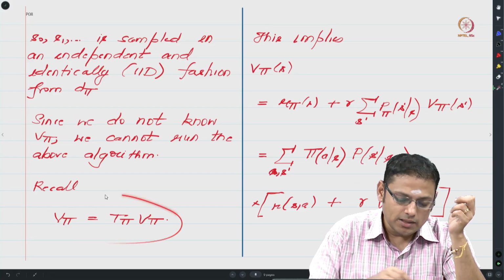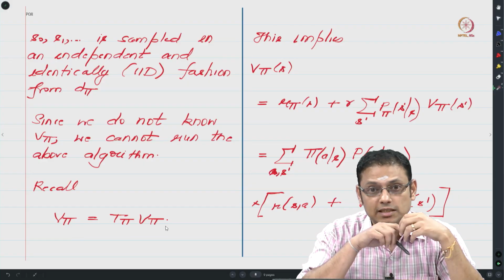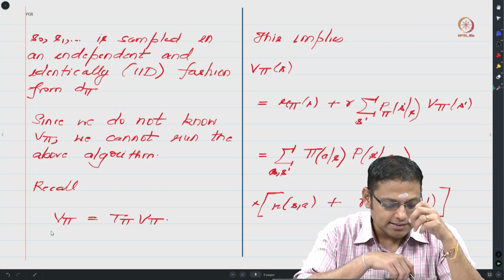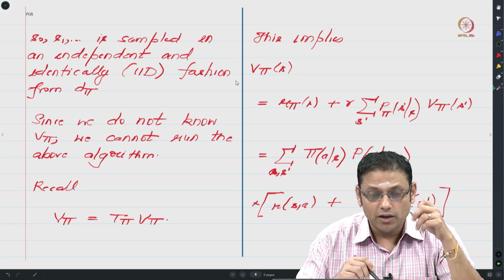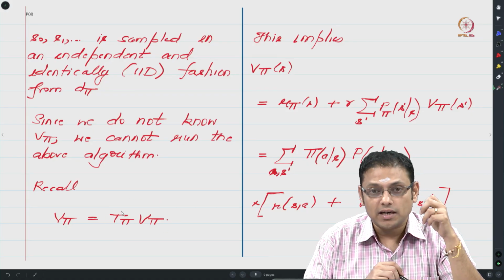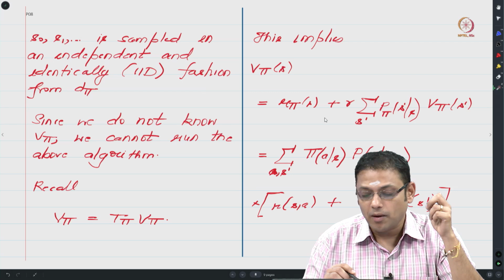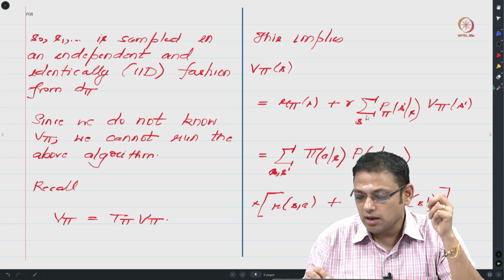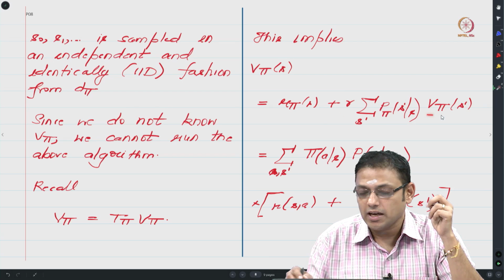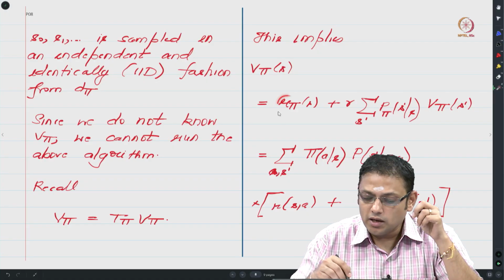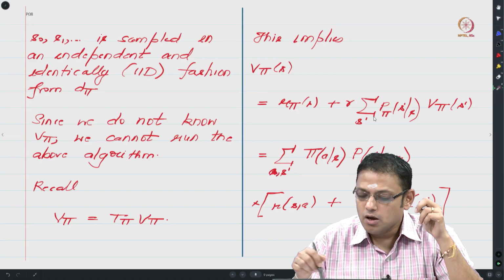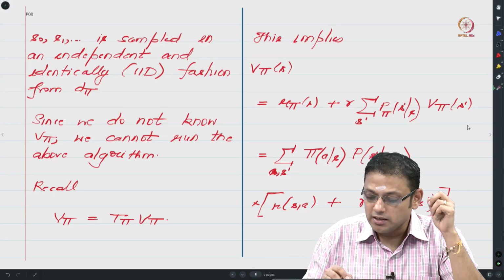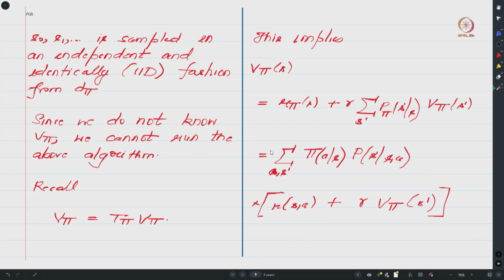Towards that, recall the Bellman equation, which said that V pi equals T pi V pi. In particular, if you look at the sth coordinate of the left hand side, it is V pi of s, and the sth coordinate of the right hand side, one can show, is R pi of s plus gamma times sum over s prime of p pi of s prime given s times V pi of s prime. Now recalling the definition of R pi and p pi, this right hand side can be written as sum over a, s prime of pi of a given s, p of s prime given s, a, times R(s, a) plus gamma times V pi of s prime.